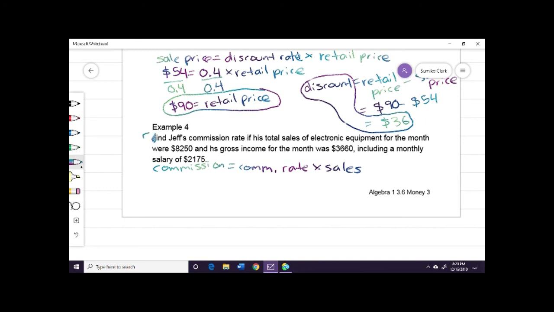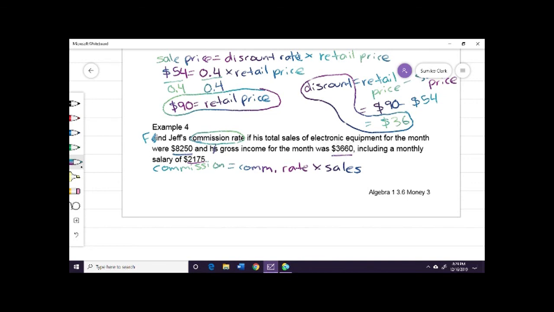Find Jeff's commission rate, so this is what we're finding, if his total sales of electronic equipment for the month were $8,250 and his gross income for the month was $3,660, including a monthly salary of $2,175. Okay, so there's one step in here that we need to do first before we can plug this into our commission formula. First, we need to find out how much of his income was commission.